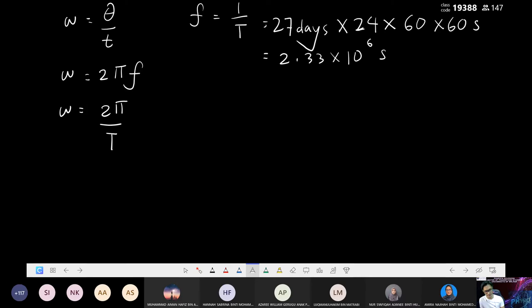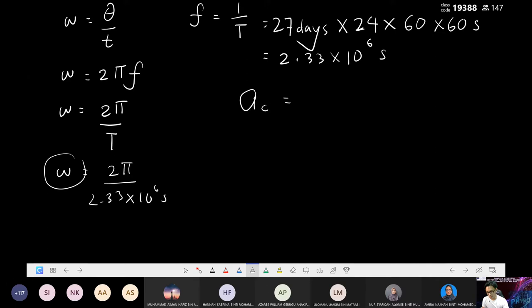Jadi we just sub into the angular velocity where angular velocity is equal to 2 pi divided by the period. Jadi we form our centripetal acceleration. And we use omega here. Jadi we use the centripetal acceleration that related to omega, where centripetal acceleration is equal to radius times omega to the power of 2. Okay, jadi the radius is just now kita dapat 3.84 times 10 to the power of 8. Sebab tadi kita dah tukar kepada meter kan. Jadi darabkan dengan 1000 jadi kuasa 8. And our angular velocity now is 2 pi over 2.33 times 10 to the power of 6.